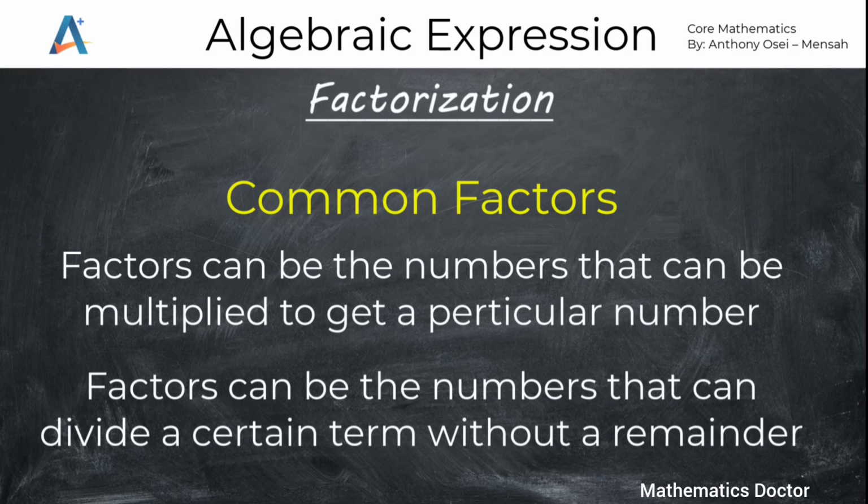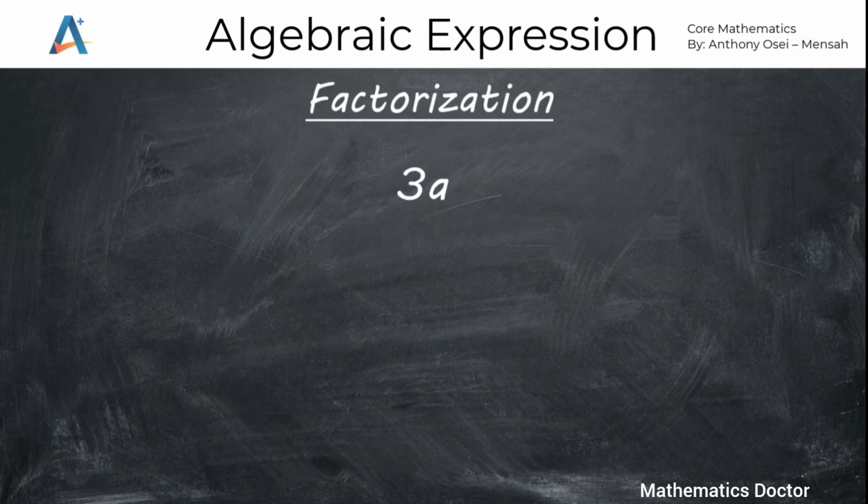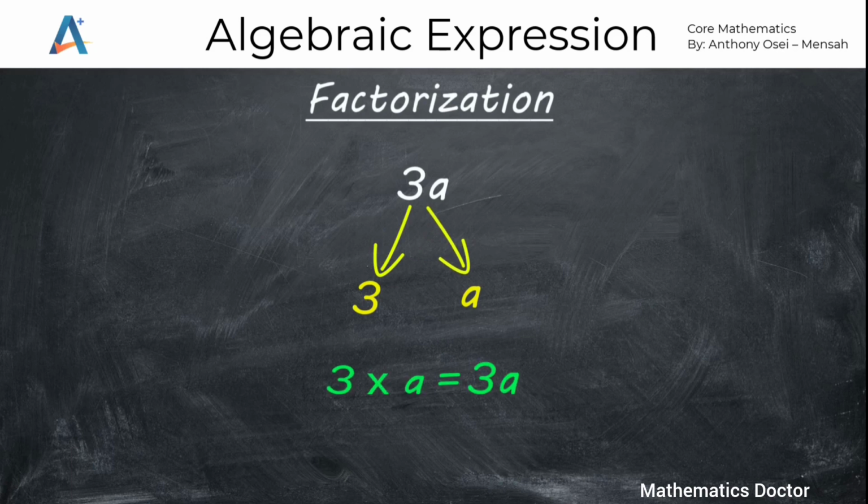For example, when I have 3a, now 3a from the beginning of algebraic expression is 3 multiplying a. If you want to get the factors of 3a, then we can talk about 3 itself and a as a factor. Why? Because 3 multiply a to give us 3a. Also, talking about the factors of 3a, we can talk about 3a also multiplying 1. So 3a and 1 becomes factors of 3a.